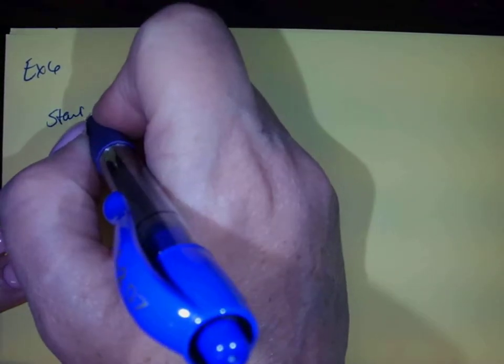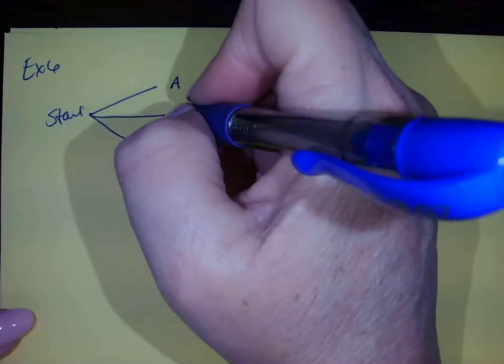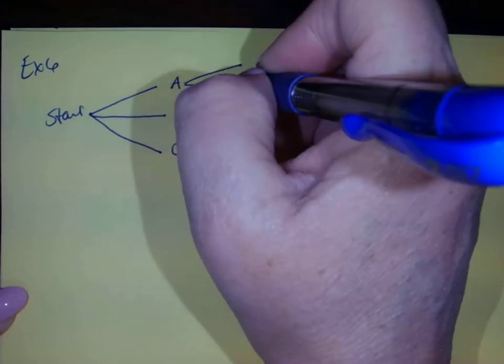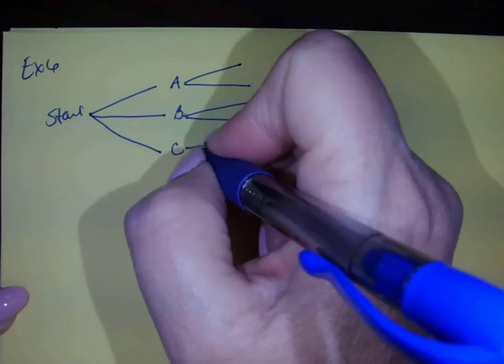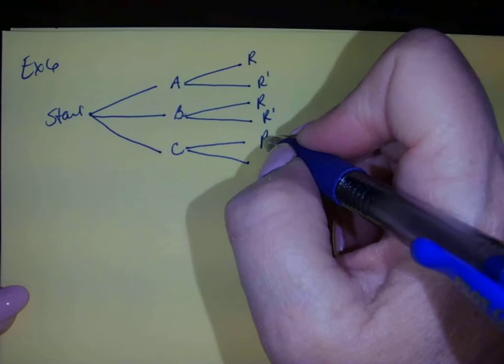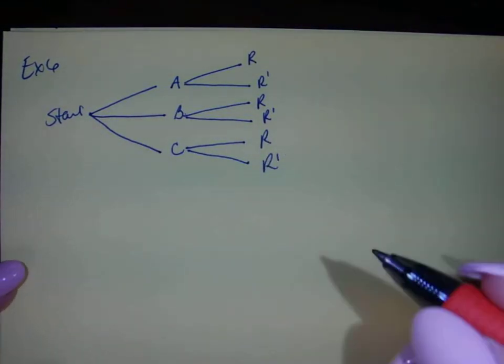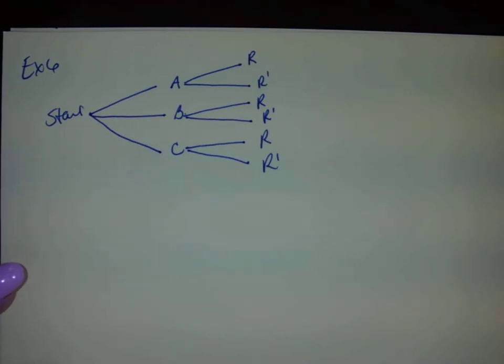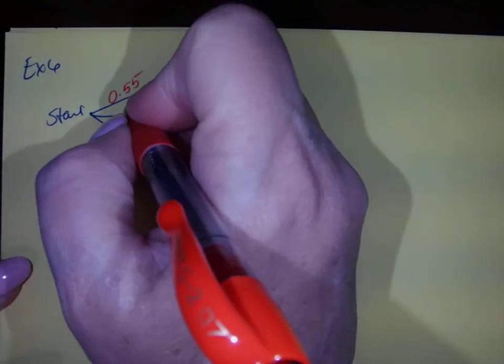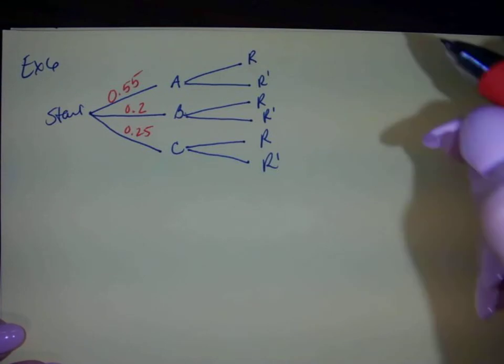And so we're going to start, and we've got 1, 2, 3. And we still have company A, company B, and company C. And we have returned, not returned, returned, not returned, returned, and not returned. All right, so let's put in our values. So brand A has 55%, so 0.55. Brand B has 20%, so 0.2. And brand C is 25%, so 0.25.